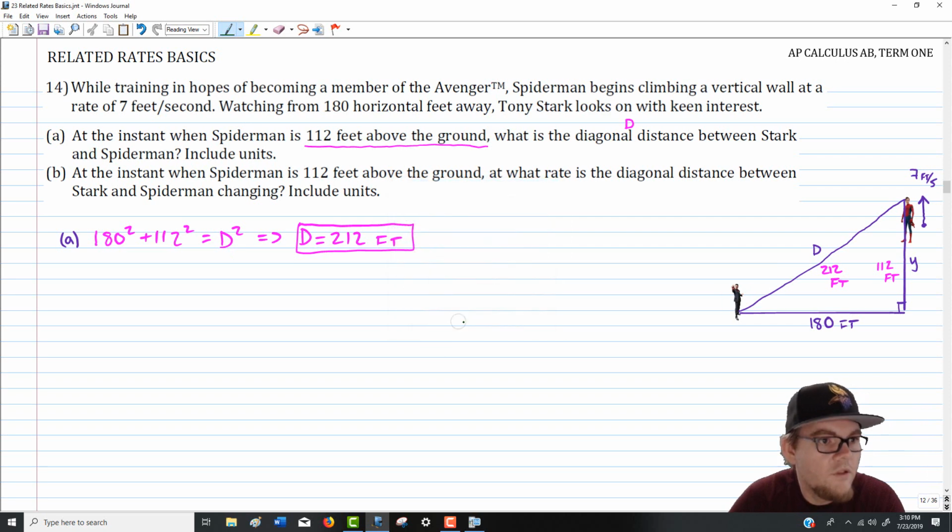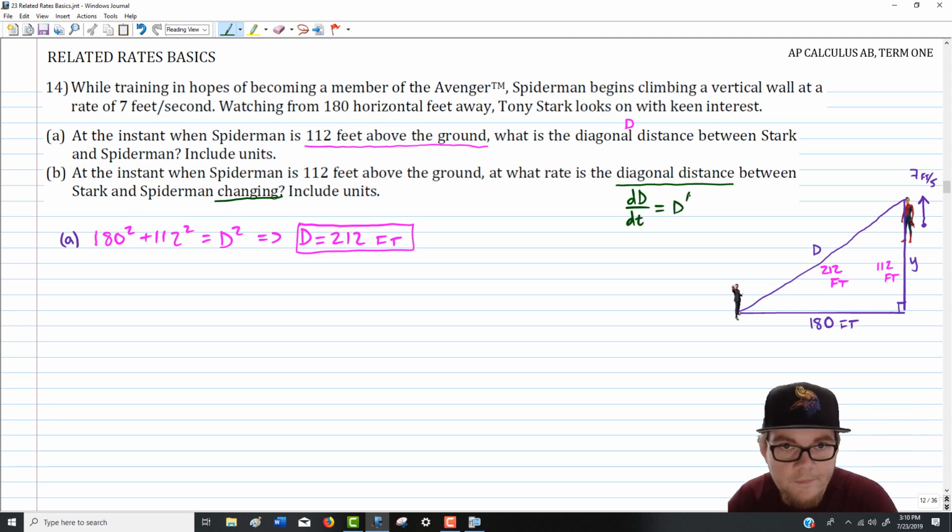Part B, though, we're going to have to do a little bit of work with. So for part B, it says that the instant when Spider-Man is 112 feet above the ground, at what rate is the diagonal distance between Stark and Spider-Man changing? So now we want to talk about the diagonal distance and its rate of change. So we're looking for dD/dt, which we might otherwise call capital D prime.